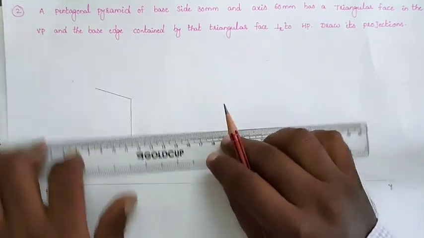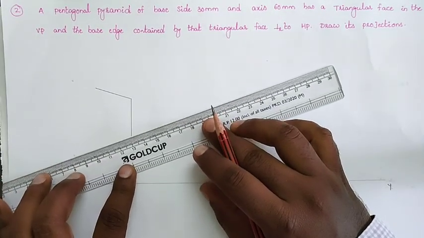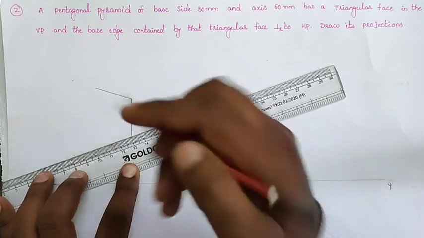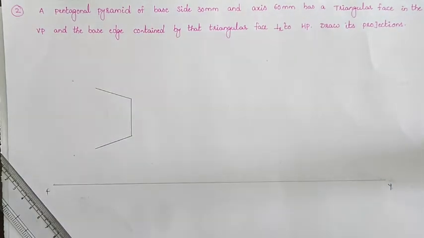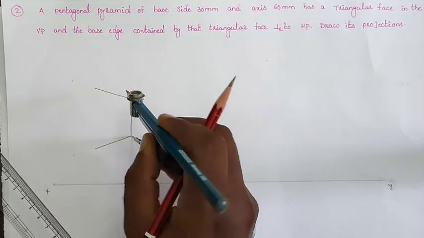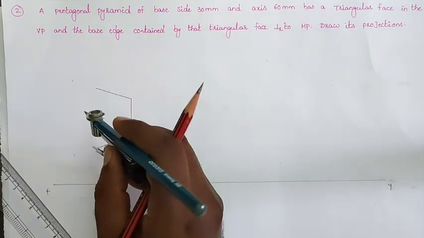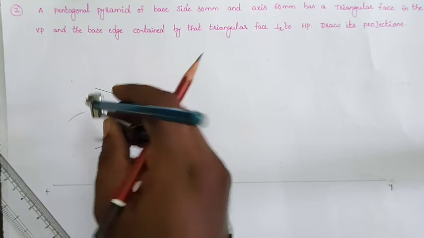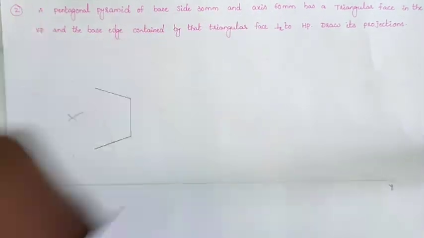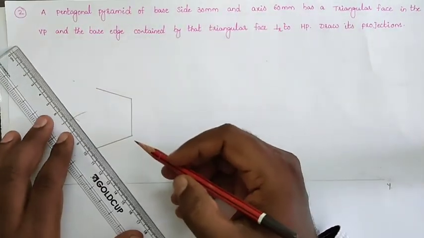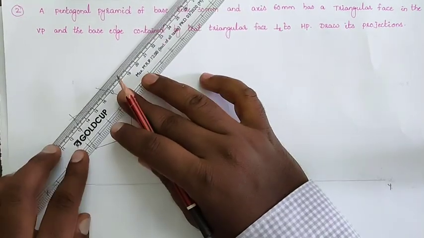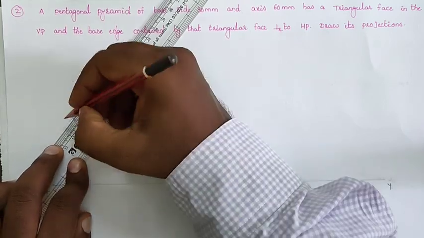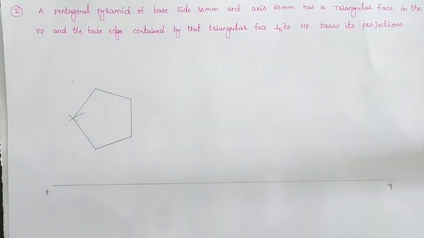So this is 30, and on this side also you can make a 72 degree angle and construct the side of the pentagon. After that I take the side length, draw the arc and construct the total front view of our diagram. So this is the front view of our diagram.